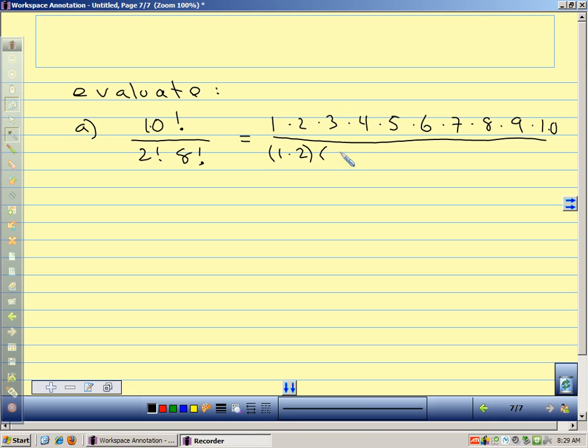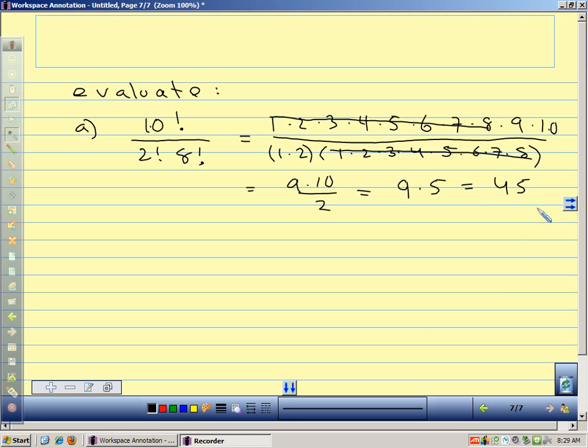So 1 times 2 times, so I'm just writing all the detail out. No, you wouldn't have to. I just wanted to separate this because this is 2 factorial and this is 8 factorial. Now anybody see what I can do here? This whole thing cancels with all of this. So I just get 9 times 10 divided by 2, which is 9 times 5, which is 45.